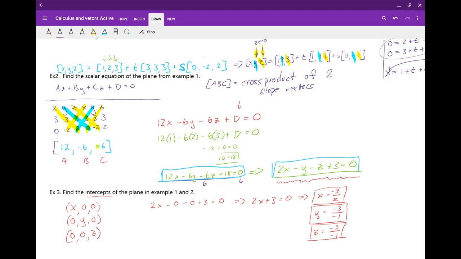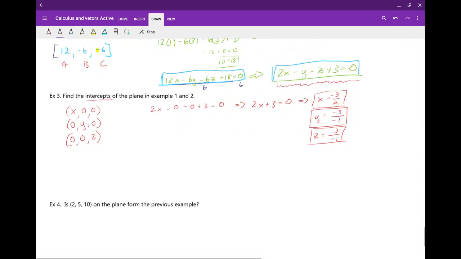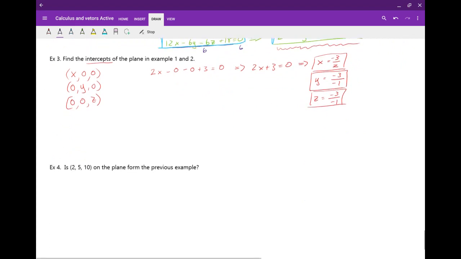It's so much easier just to take a simple cross product, plug the other thing in, find your scalar form, and then take the d and divide by your corresponding coefficient. Anyway, hopefully you got all that.